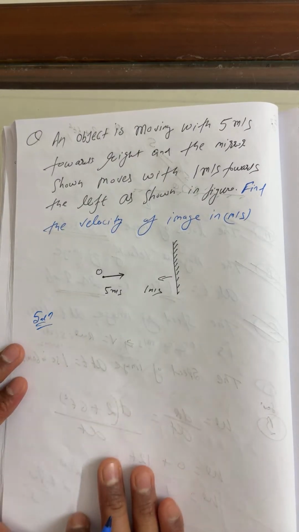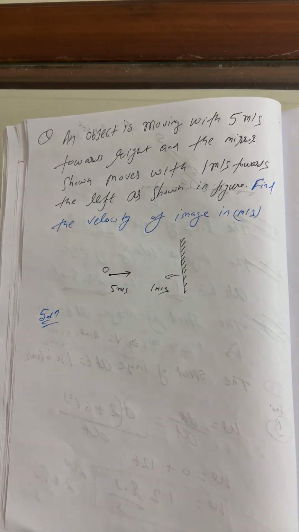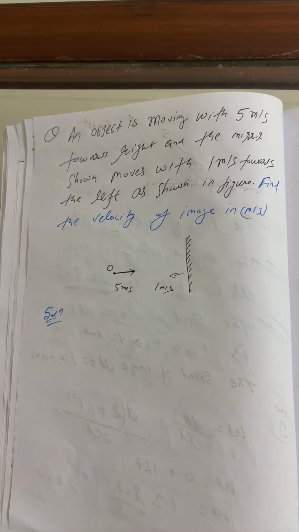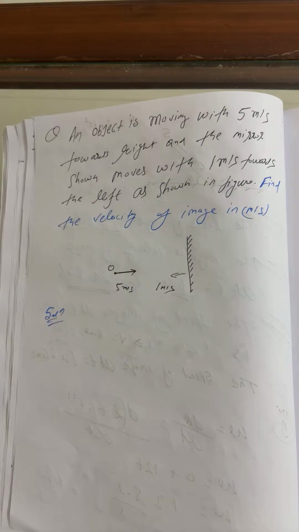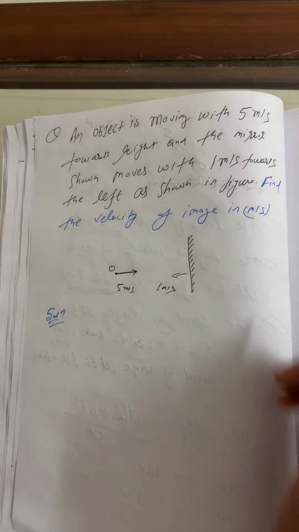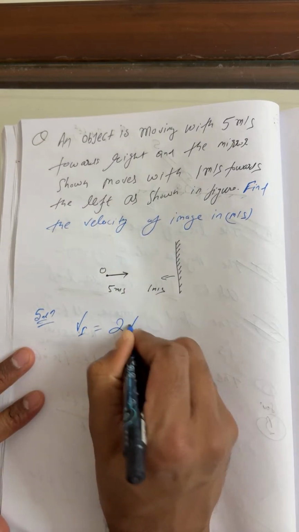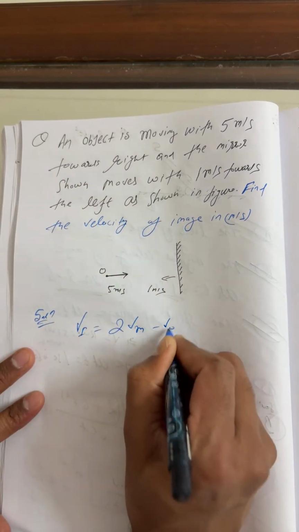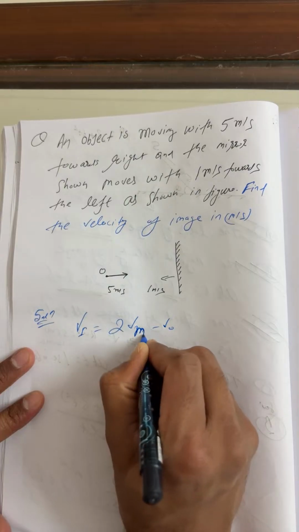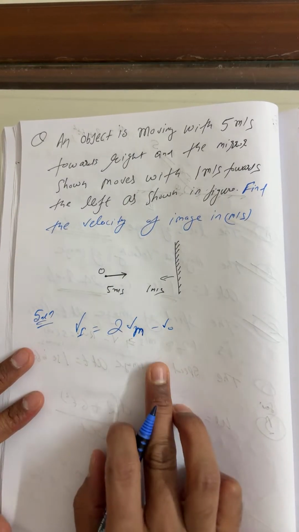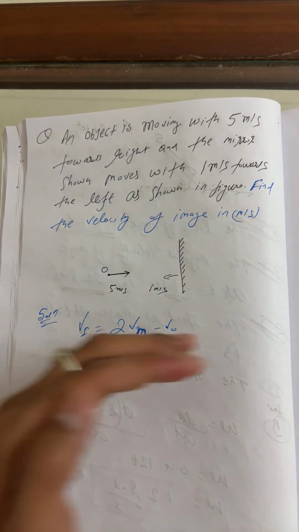Today I taught in the classroom, if mirror and object both are in motion, what can you apply? Velocity of image is equal to twice of Vm minus Vo. You can apply this formula only for those cases in which the object motion is perpendicular.